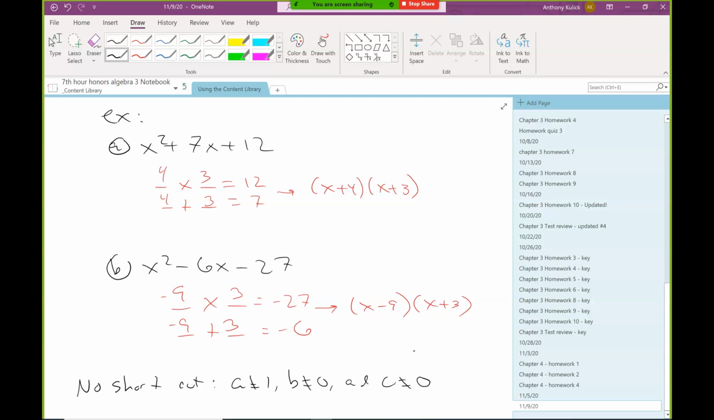Just a quick show of hands, who has used these shortcuts before in your Algebra 1 class? Okay, so a couple people. That's fine that you have. If you haven't, no big deal. I'm approaching this the way I would as if nobody had ever seen that before.